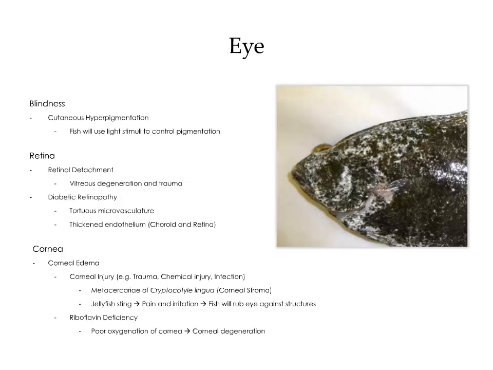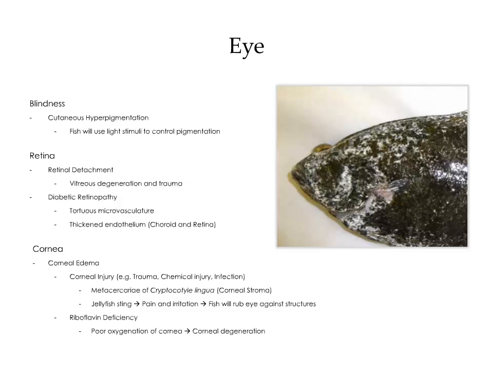Given that fish use light stimuli to control pigmentation, blindness can result in cutaneous hyperpigmentation. There are a number of lesions that can occur in the retina. Retinal detachment is often associated with vitreous degeneration and trauma. Fish can also develop diabetic retinopathy, which is characterized by tortuous microvasculature and a thickened endothelium.